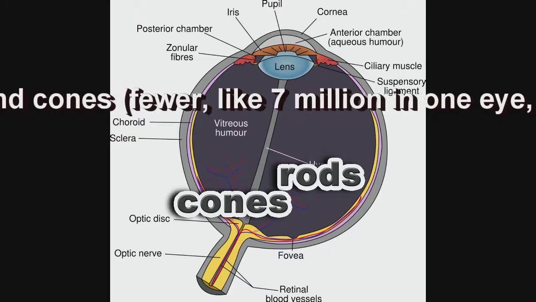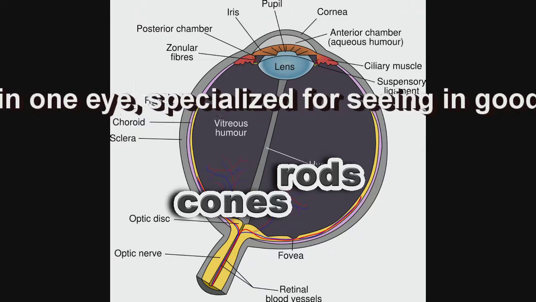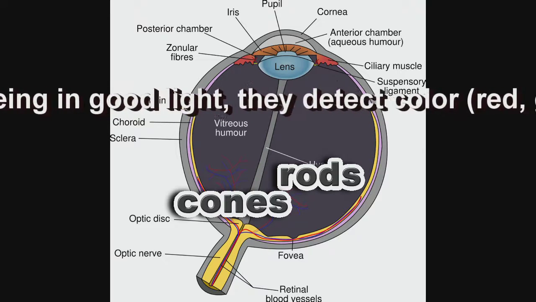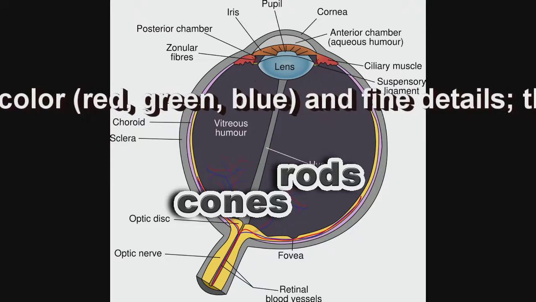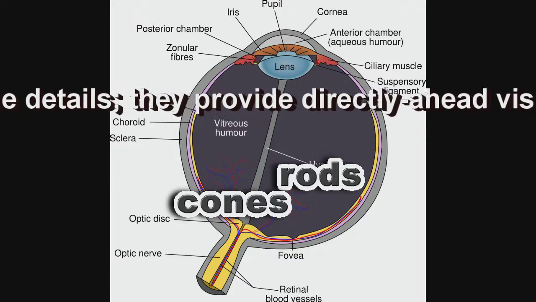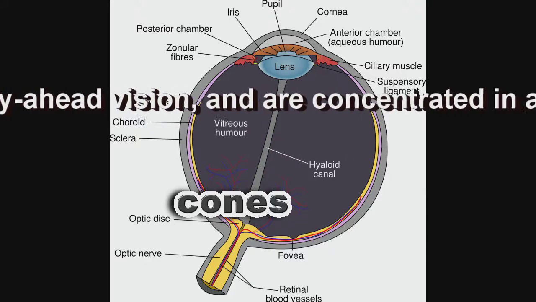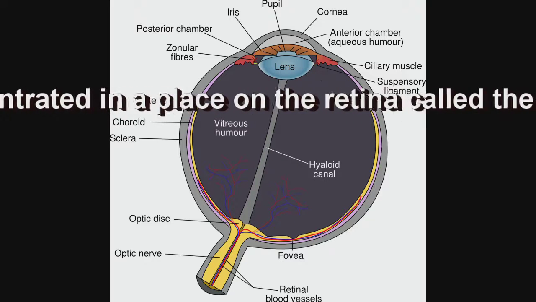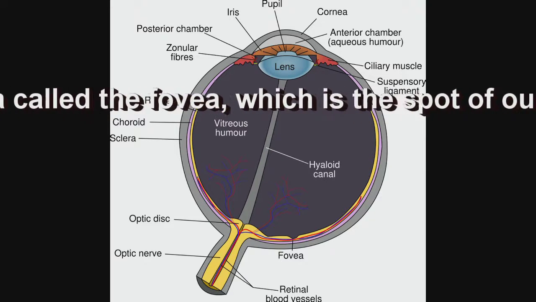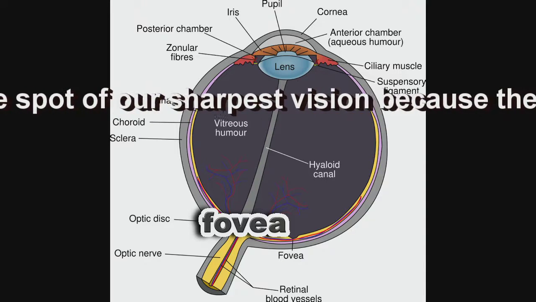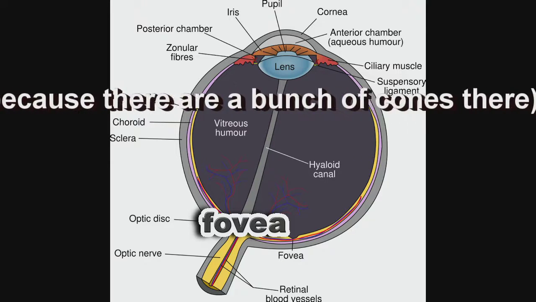And we have cones, which are fewer. There's only like 7 million in one eye. They are specialized for seeing in good light. They detect color, red, green, blue, and fine details. They provide the directly ahead vision and are concentrated in a place on the retina called the fovea, which is the spot of our sharpest vision because there's a bunch of cones there.